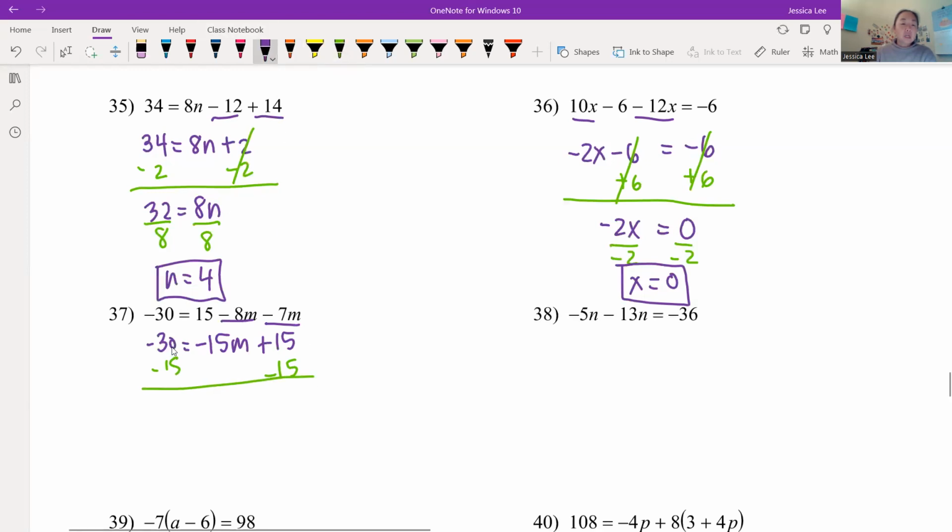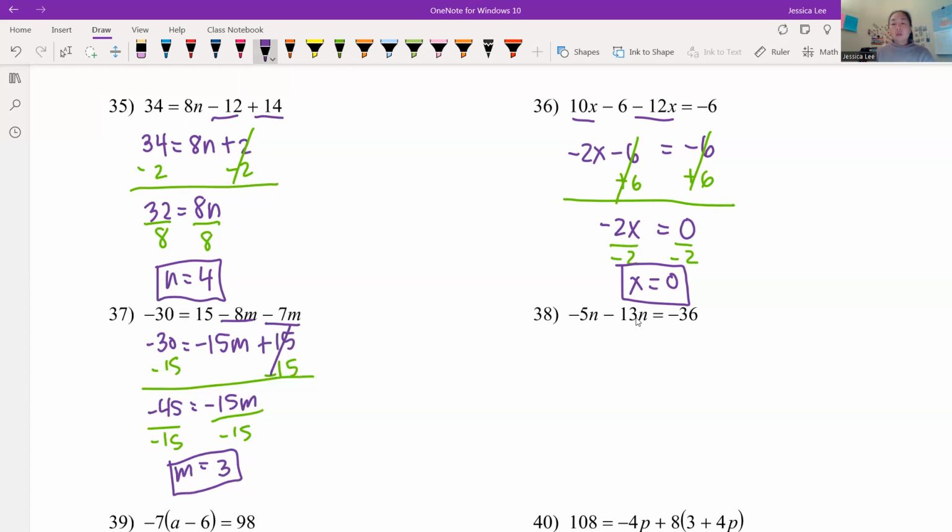And then we get negative 30 minus 15. So we're getting more negative, right? It's going to be negative 45 is equal to, cancels out, just negative 15m. And then last part, divide by negative 15, since negative 15 is multiplying with m. And we get m is equal to negative 45 divided by negative 15, which is a positive 3.